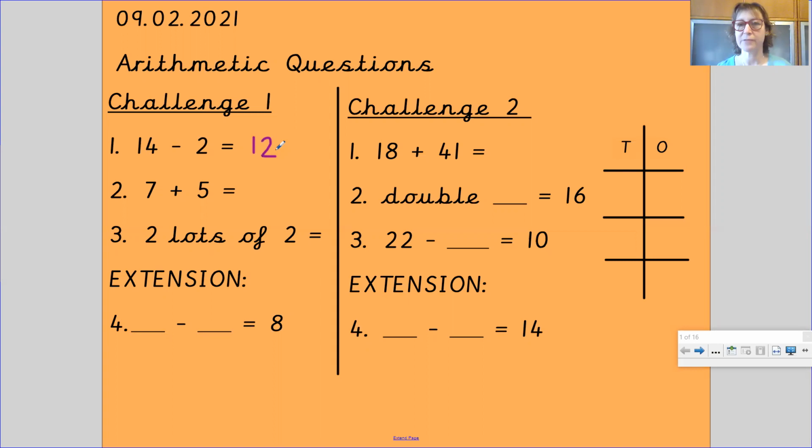7, add 5. Again, I'm going to put the 7 in my head, 5 on my fingers, 7, and this time I'm getting bigger because it's an add. So 7, 8, 9, 10, 11, 12.